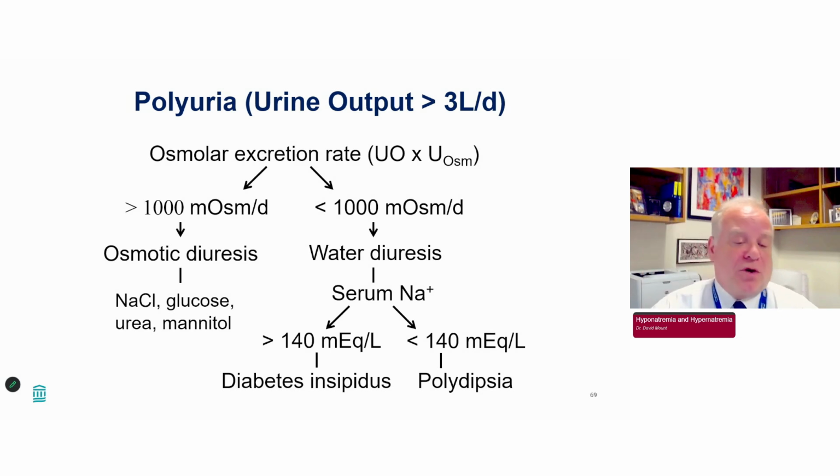We had a case report that we published in AJKD several years ago of a patient with hereditary glycosuria who came in during pregnancy with massive polyuria because her glucose production had gone up during pregnancy. Less than 1,000 milliosmoles per day, that's a water diuresis. If serum sodium is greater than 140, you worry about diabetes insipidus. If it's less than 140, you worry about polydipsia.